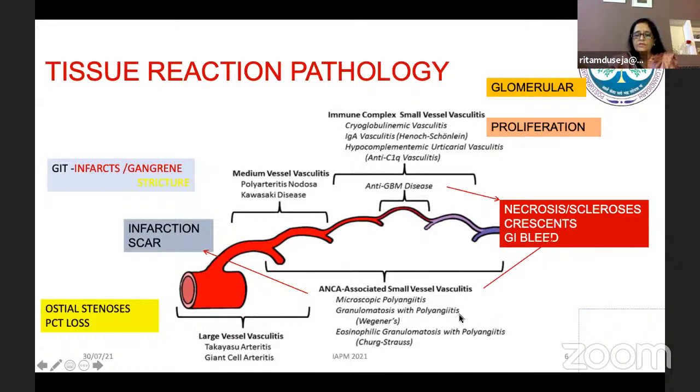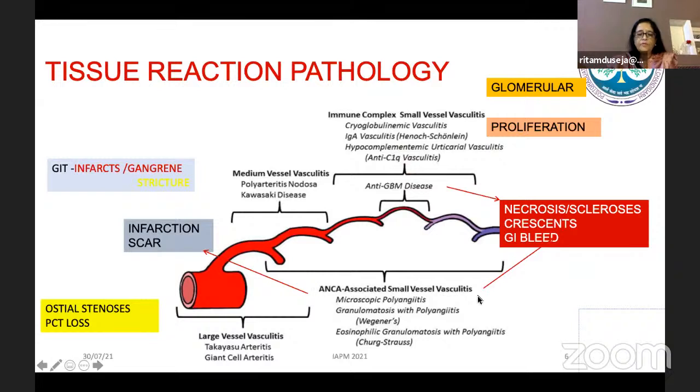Similarly, at an acute stage, if a GI biopsy is done for GI bleed, we are likely to see acute arteritis or an active arteritis. So these are the features which we are going to see depending on the clinical scenario. As I said, a medium vessel vasculitis would involve vessels of medium caliber. So we are unlikely to see injury in smaller capillaries. That means a glomerulonephritis will not happen in polyarteritis nodosa or Kawasaki disease.